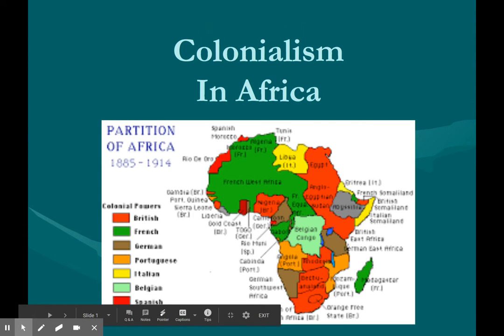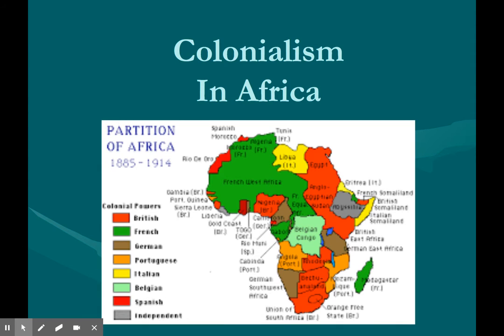Today we're going to talk about colonialism in Africa. Remember, we're talking about political geography. Today we're going to be looking at how Africa was divided up by Europe and how that has impacted Africa over time, and looking at what colonialism actually is itself.